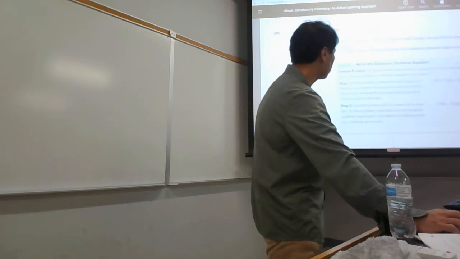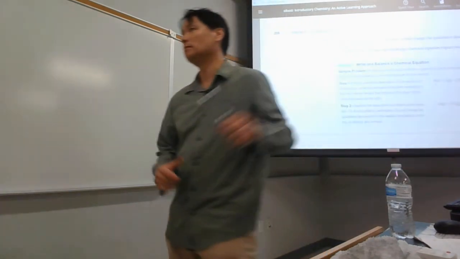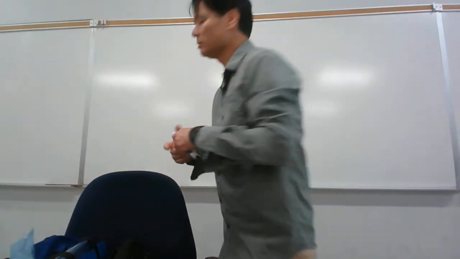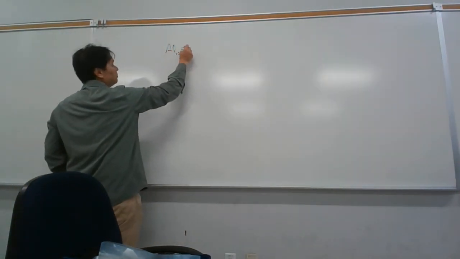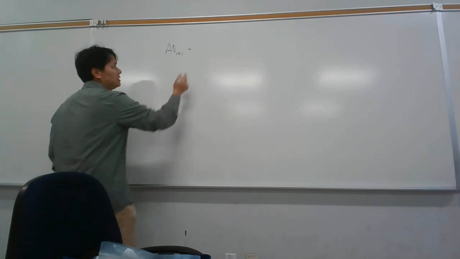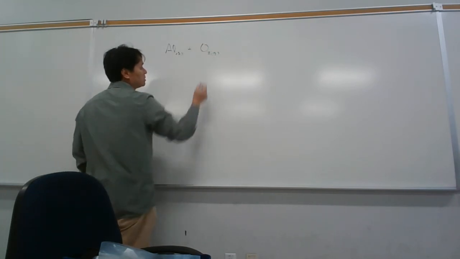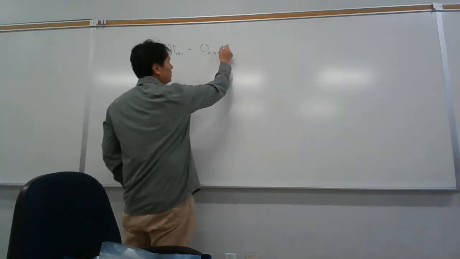So we'll try to balance this one. Aluminum plus oxygen is going to make aluminum oxide. And so this is the system that I do. Aluminum is a metal solid plus oxygen. This is the element oxygen. Oxygen doesn't like to be alone. It likes to form diatomic molecules like this. And then this is going to form aluminum oxide.